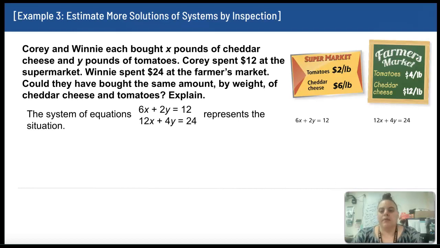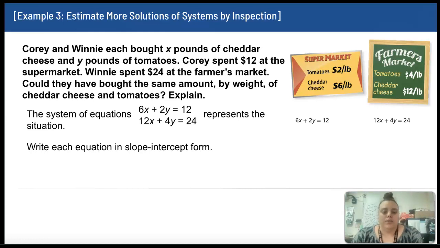So we see the supermarket price of $2 per pound of tomatoes and $6 per pound of cheese. Again, X is going to represent cheese and Y is going to represent tomatoes. So the first equation we have is $6 for cheese, or 6x, plus $2 for Y, the tomatoes, is equal to the $12 Corey spent at the supermarket. The other equation, 12x plus 4y equals 24, is because cheese costs $12 per pound and tomatoes cost $4 per pound at the farmer's market.